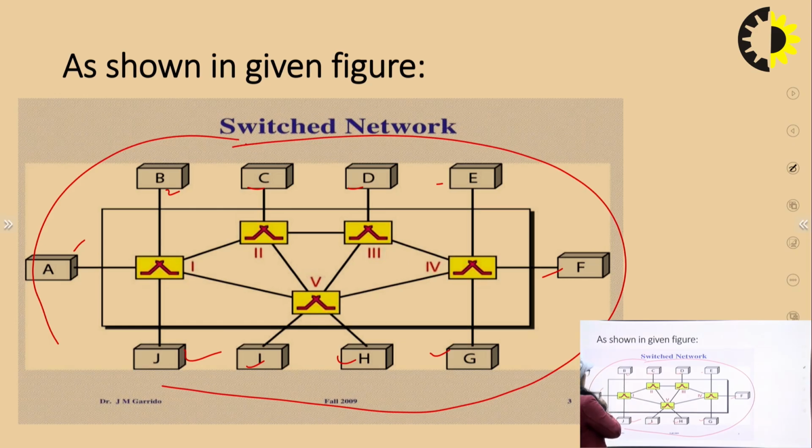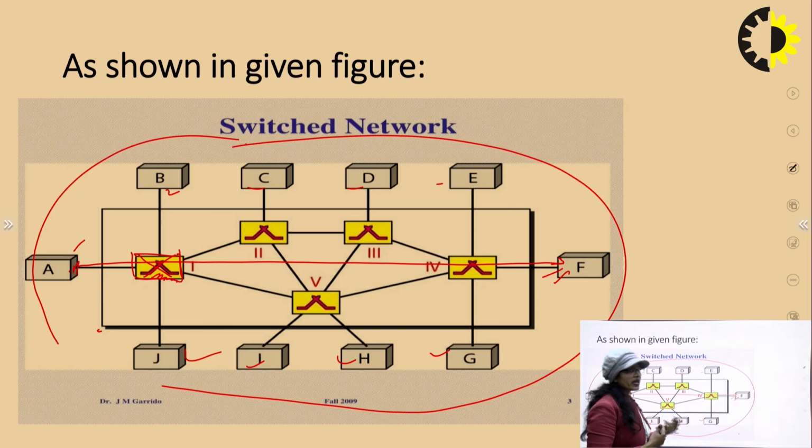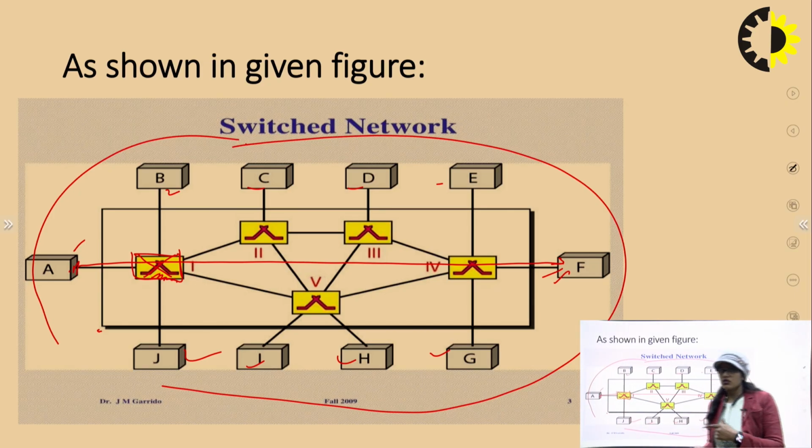Because if device A wants to connect to device F, how can it connect? It could connect directly by a dedicated link, but this is not applicable because all the other devices remain unconnected to this network. So what we do here is use another kind of device. These devices are called intermediate nodes, switches, or routers, and they have multiple connections to connect other devices. So this is the concept.